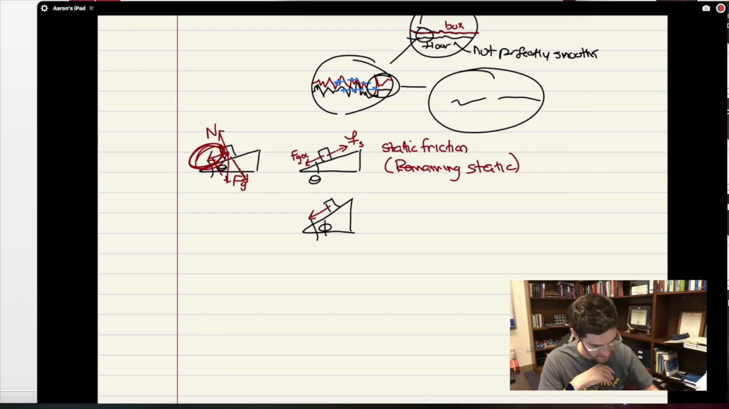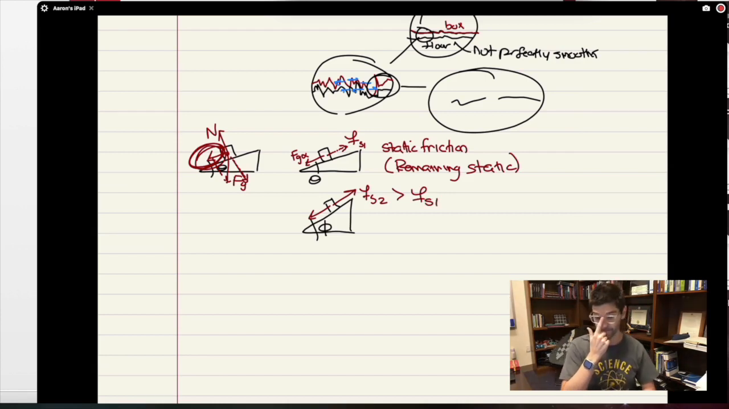So there must still be a friction force, a static friction force, but it is bigger in this case than it was previously. If I call this static friction 1 and static friction 2, this must be bigger than the static friction in the first case.